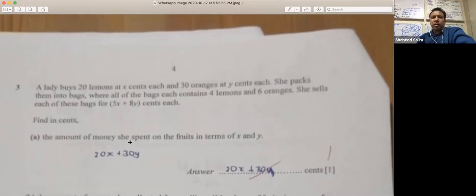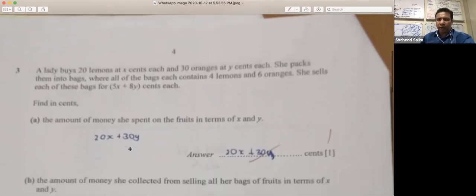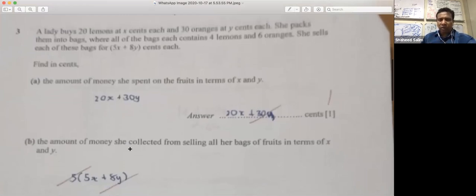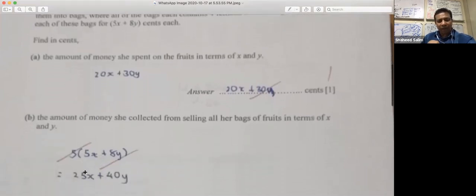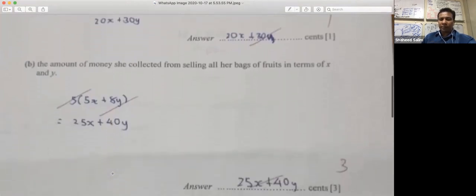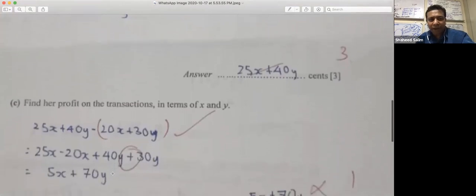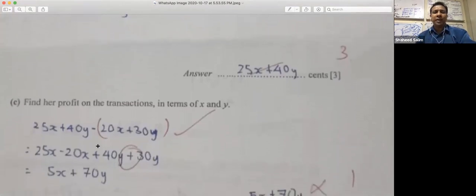Okay, correct. The amount of money she spent is 20 times x plus 30 times y, correct. The amount of money she collected from selling all her bags of fruit. Yes, correct, times 5. Well done, 25x plus 40y, well done. So far, very good. Find her profit. So you must minus, correct.